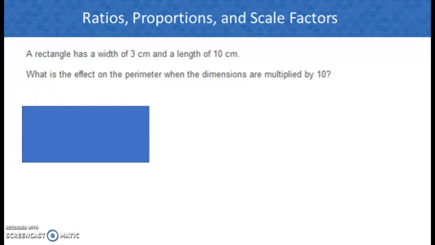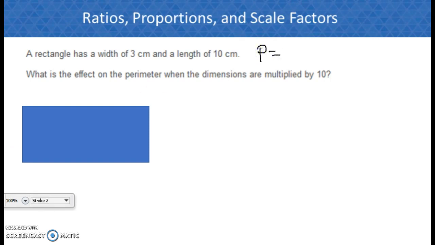So this problem says a rectangle has a width of 3 centimeters and a length of 10 centimeters. What is the effect on the perimeter when the dimensions are multiplied by 10? All right, so the first thing I would like to do is find the perimeter of the original figure.